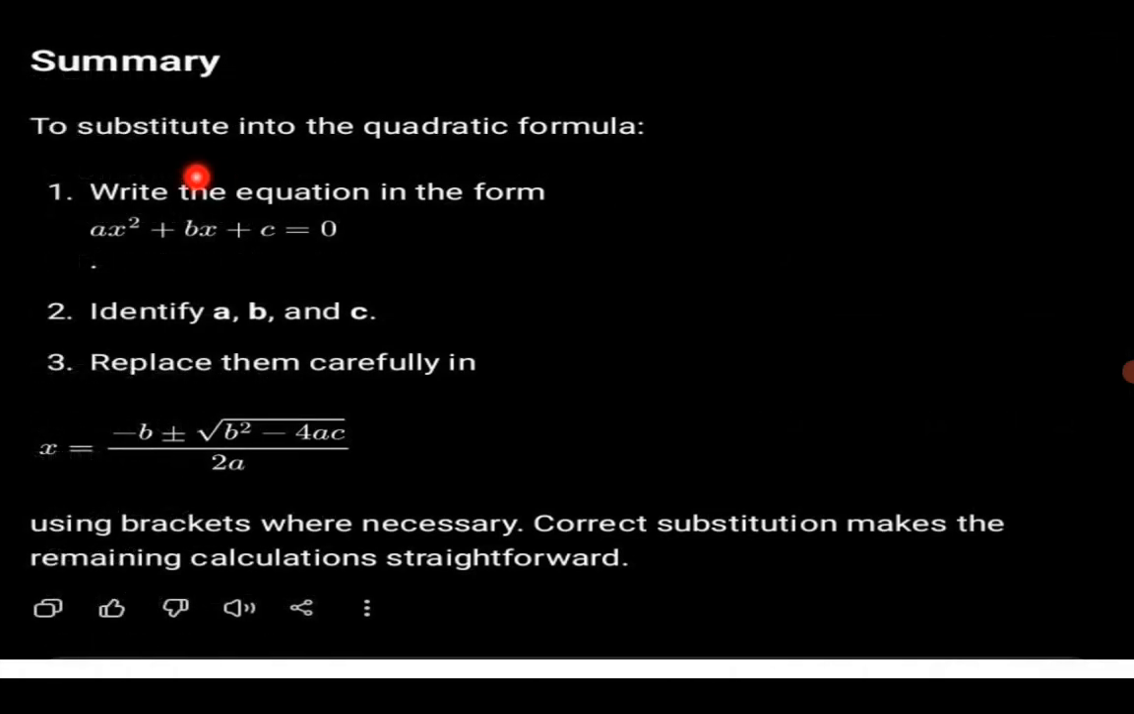So in summary, what we have said is that to substitute into the quadratic formula, first of all, write the equation in the form ax squared plus bx plus c equals 0. Then identify the values of a, b, and c. Then substitute them carefully in this expression, using brackets where necessary. Correct substitution makes the remaining calculations straightforward.